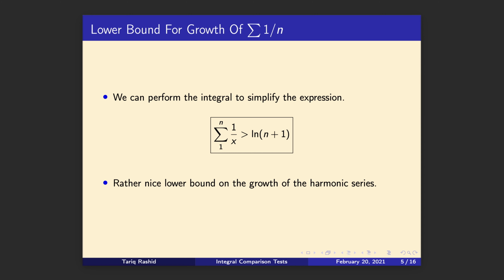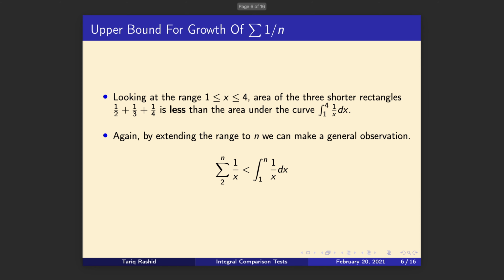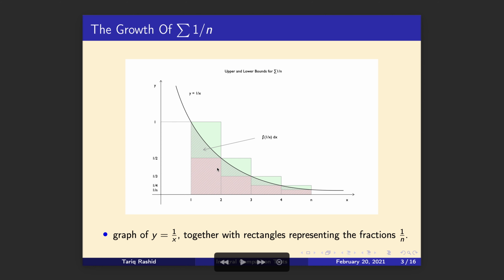Let's see what happens when we look at the other rectangles that are always less than the area under the curve. So if we look at that range again, say 1 to 4, the area of the shorter pink rectangles, which is now not 1 plus a half, but a half plus a third plus a quarter, is less than the area under the curve. Let's go back to that picture to see why it's a half, a third and a quarter. So the pink rectangle is a half plus a third plus a quarter.